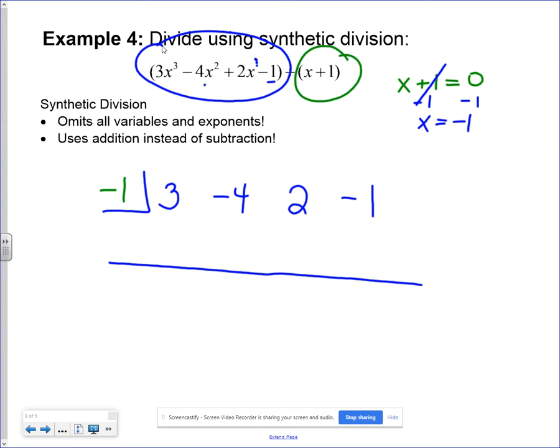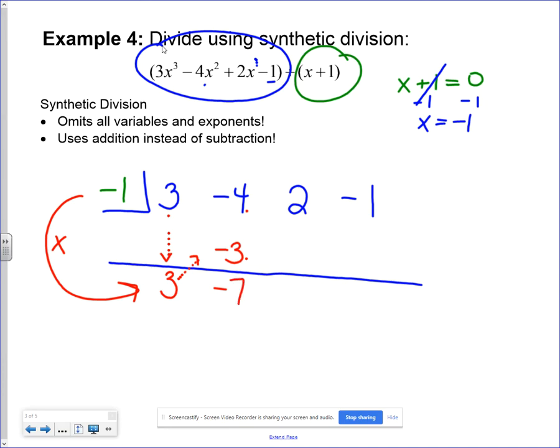Okay? So now here's what we're going to do. We're going to take our first number, the 3, and I'm going to drop it below the line that I drew. Now any number that you have under this line, you're going to take it and multiply it by the number inside that box. So you're going to take -1 and multiply by the 3. -1 times 3 is -3. So now you're going to write that answer above the line over here. And then you're going to add these two numbers together. So you're going to add -4 plus -3, which is -7.